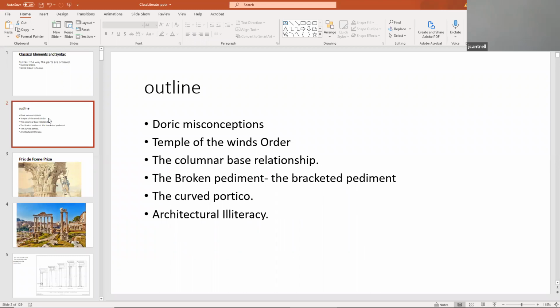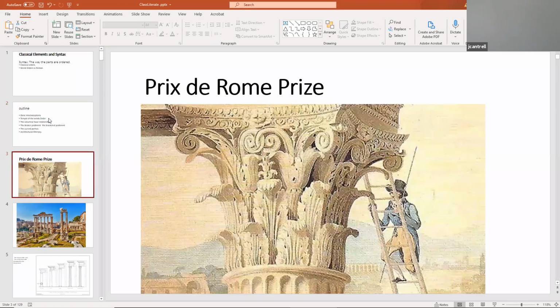So I'm just going to show you. Last week we talked about the Beaux-Arts School, the École des Beaux-Arts. We talked about the Rome Prize. This is such a fascinating image. When I was a student, I couldn't figure out what I thought. This was just kind of a fantasy rendering.